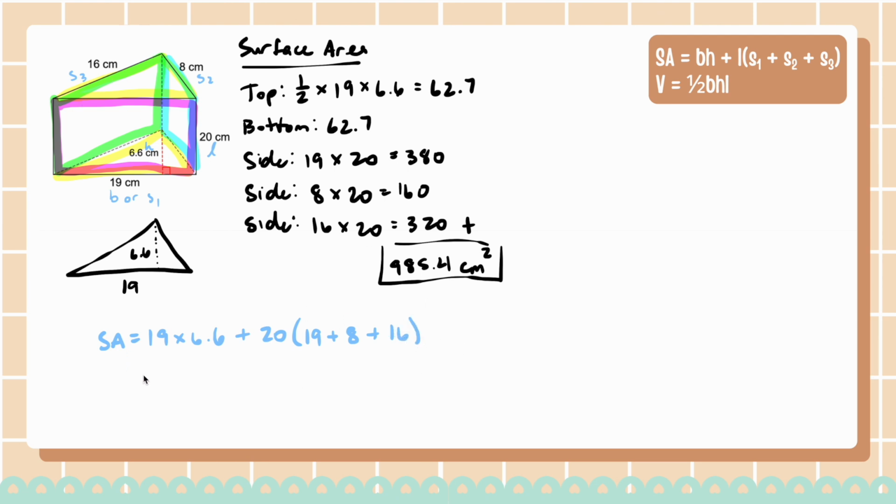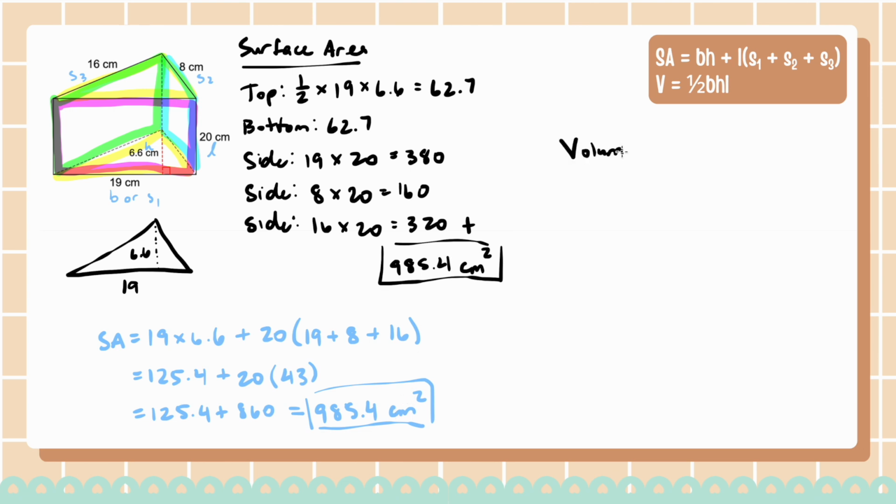Now let's go ahead and simplify this. If I do 19 times 6.6, that gets me 125.4. I need to add that to all of this simplified. So I'm going to leave the 20 as is and just add all of these terms together. So 19 plus 8 plus 16 gets me a total of 43. 20 times 43 gets me 860. So I'll have 125.4 plus 860 is equal to 985.4 centimeters squared. So notice that we get the exact same surface area.